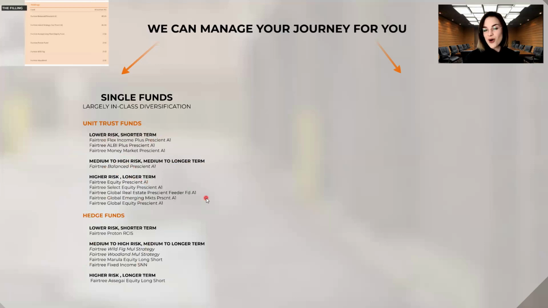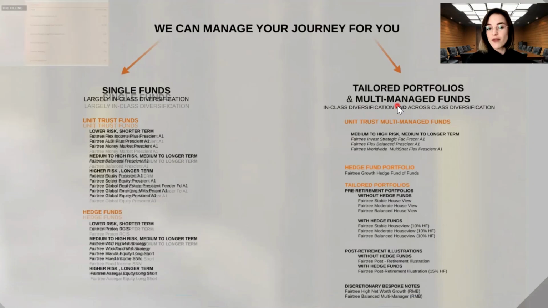So now we come to the part of this session where we speak about the first in South Africa to blend these traditional long-only structures together with our alternative assets, and that is on our second leg, your tailored portfolios and your multi-managed funds. This covers both in-class diversification and cross-class diversification, really bringing something incredibly unique to our direct clients.